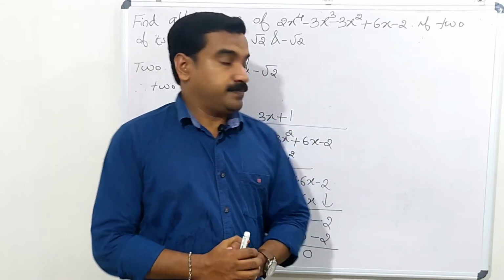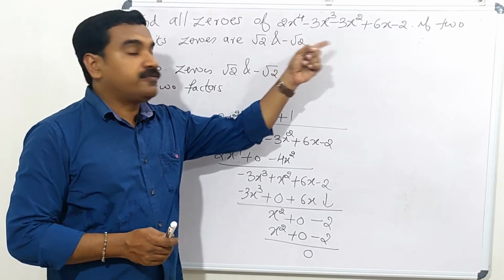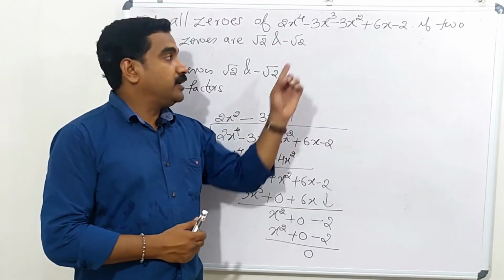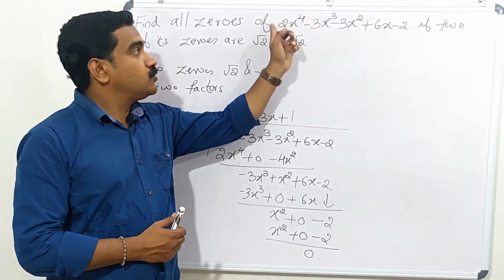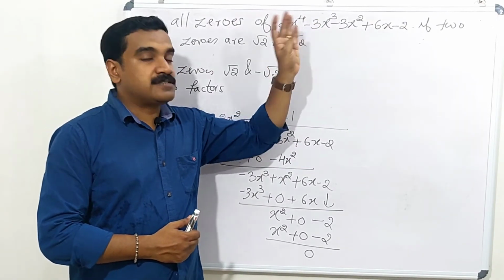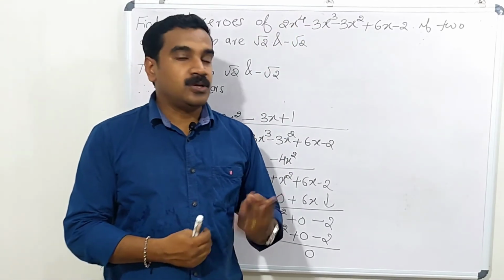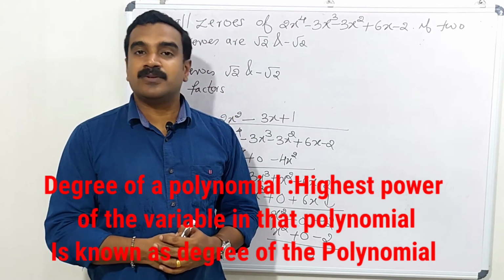Look at the next question. Find all zeros of the polynomial if two of its zeros are given. What is the degree of this polynomial? 2x raised to 4, that's why it is a fourth degree polynomial. So what is the maximum number of zeros? You will get 4 zeros. If it is fourth degree, the maximum number of zeros is 4.